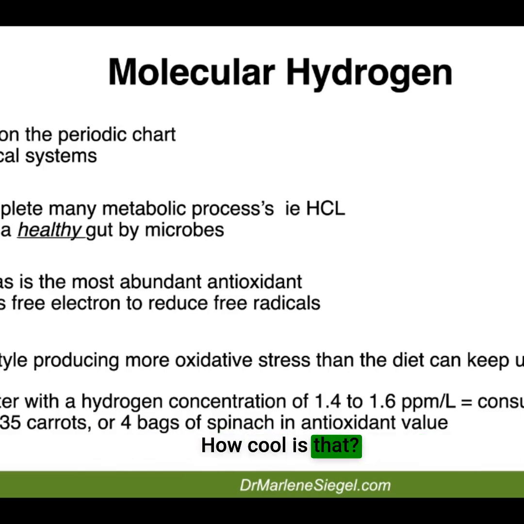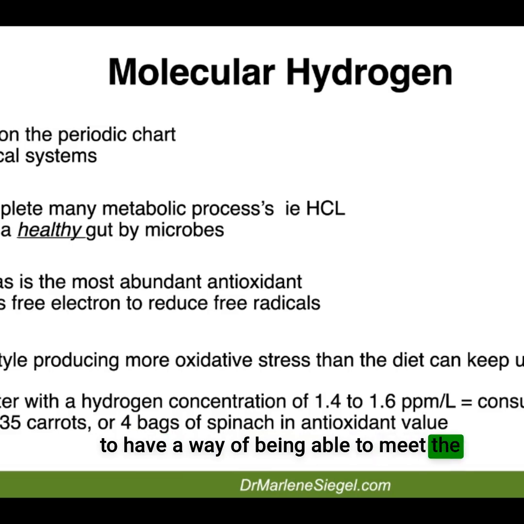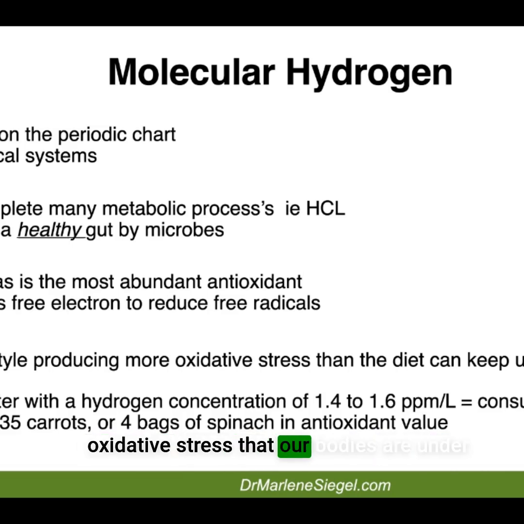How cool is that? So I think in today's modern age, we have to have a way of being able to meet the oxidative stress that our bodies are under. We're never going to be able to eat enough antioxidant foods to do that. But one easy way to do that is by drinking structured filtered water that has molecular hydrogen in it.